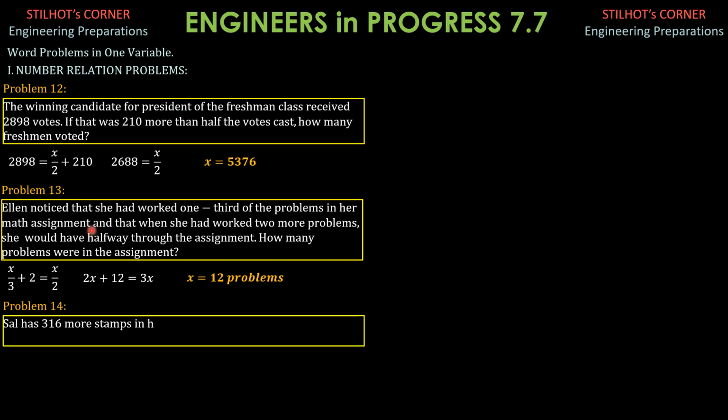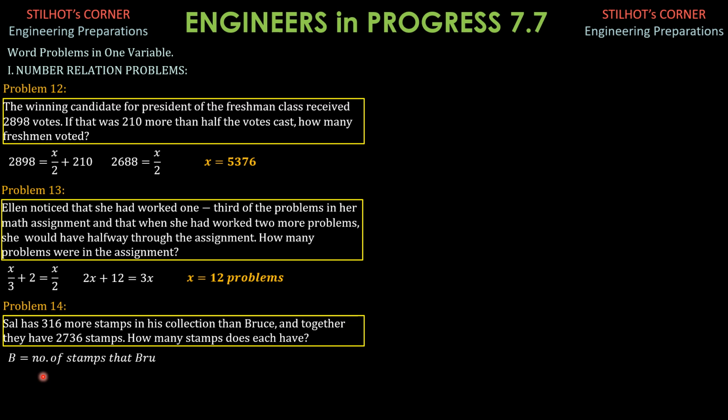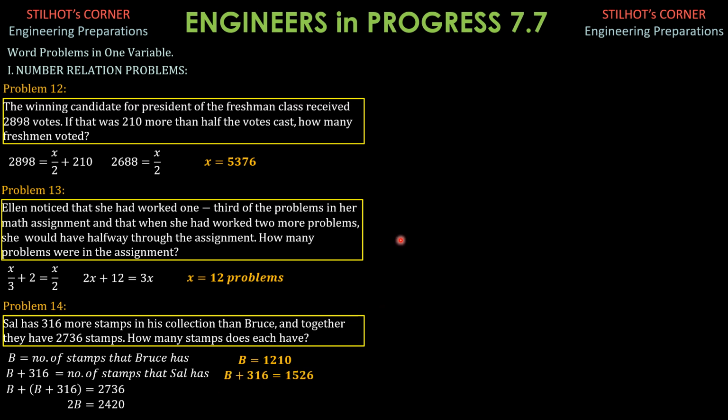Problem 14. Sal has 316 more stamps in his collection than Bruce, and together they have 2736 stamps. How many stamps does each have? We denote B as the number of stamps that Bruce has. Therefore, the number of stamps that Sal has is B plus 316. Adding, B plus quantity B plus 316 equals 2736. So 2B is equal to 2420. So B is 1210. That's 1,210 stamps for Bruce, and for Sal, B plus 316, 1,526 stamps.